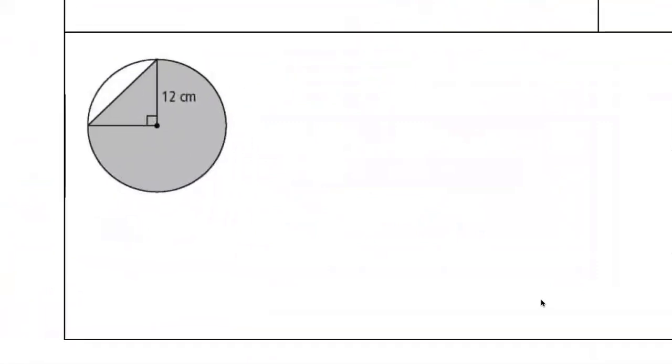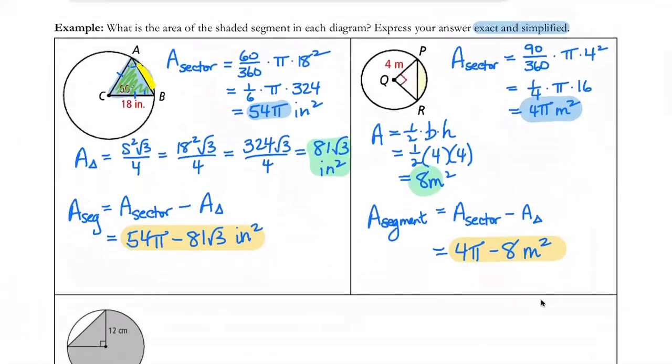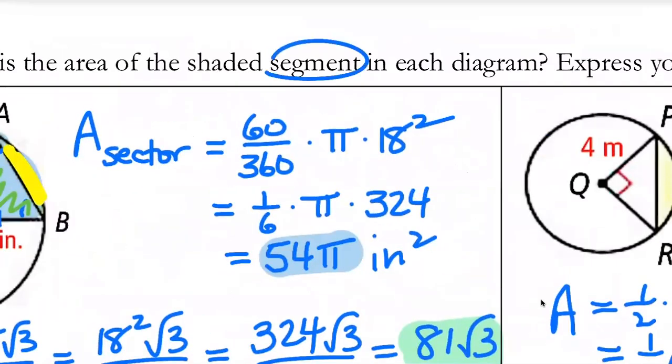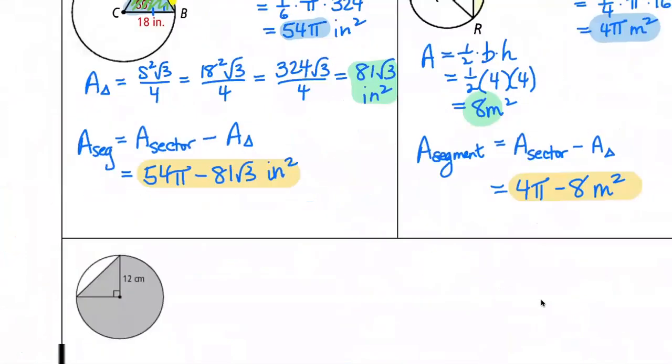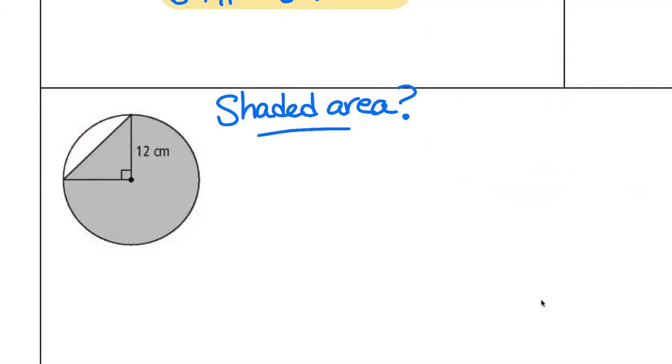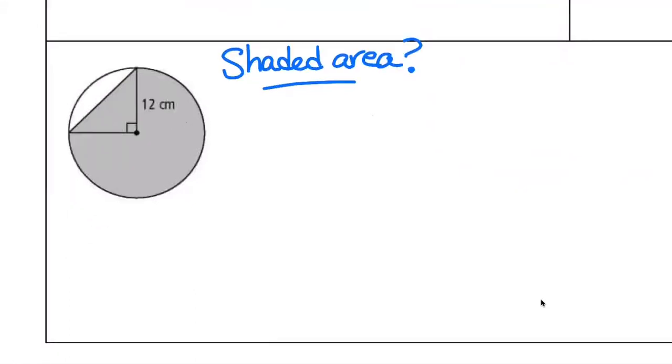Okay, and then the last one, I said in the problem, the shaded segment, but then I added that problem on the end. So technically you're not finding a segment here. We're just looking for the shaded area. Sometimes students look at this and think, okay, I'm going to find the area of the segment and then subtract that off from the circle, and that will give me the darkened part. So I'm just going to take the white part away from the circle.